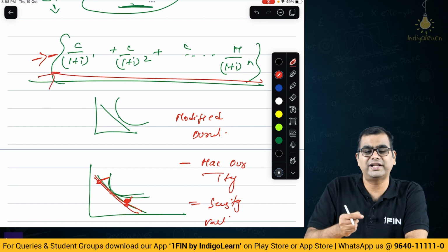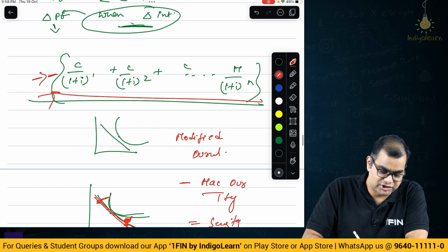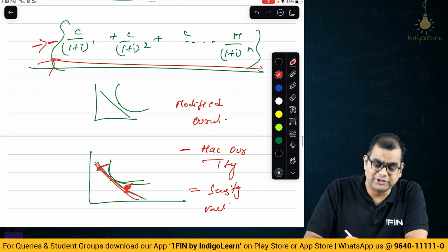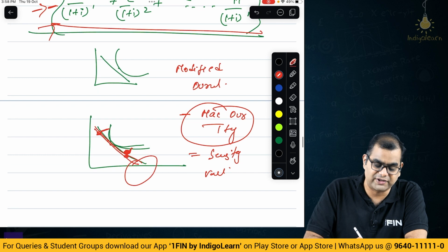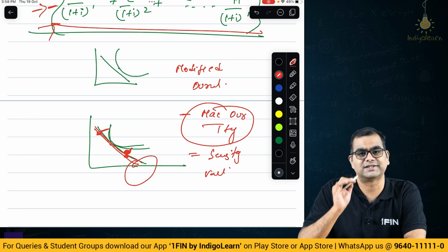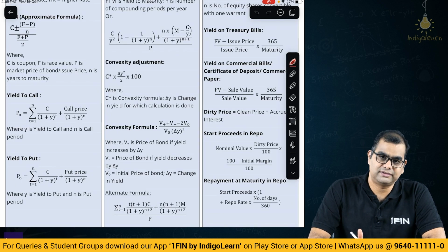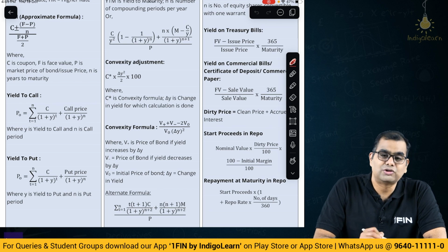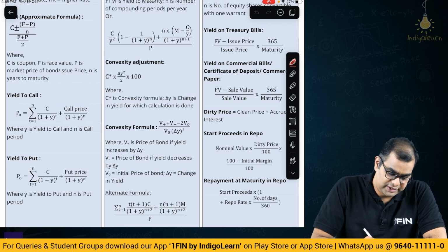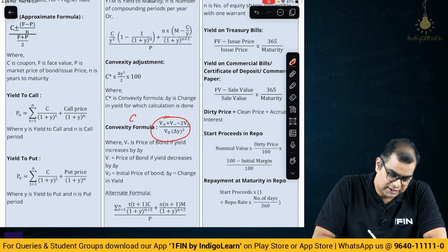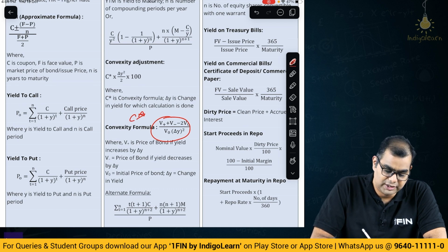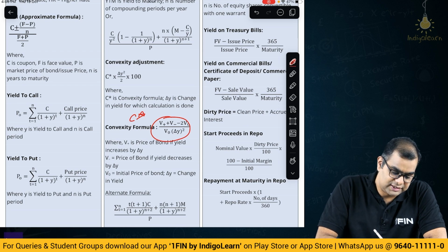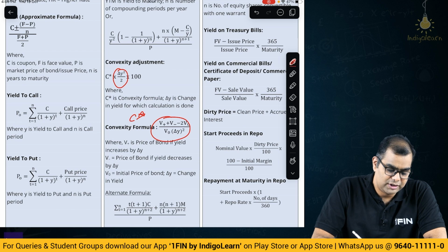However, if you want an instantaneous, quick and dirty answer, use either this modified duration or this convexity formula. What is this convexity formula? We will discuss. You have this formula where convexity is C star. C star is V plus, V minus, minus 2V0, divided by V0 into delta Y square, and this C star is again multiplied by delta Y square by 2 into 100.